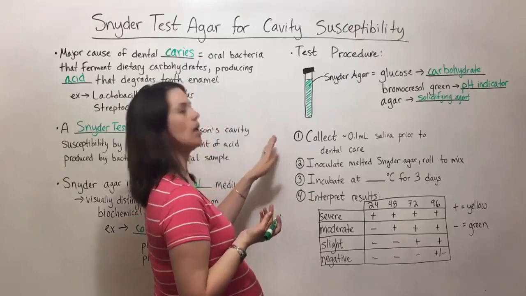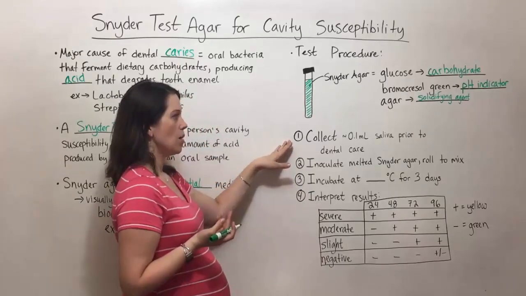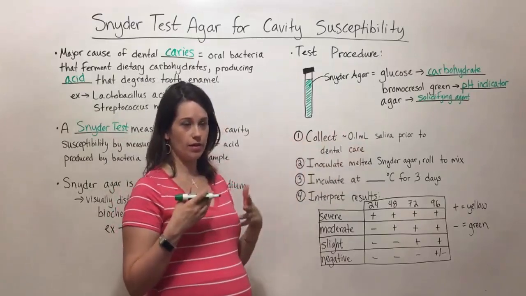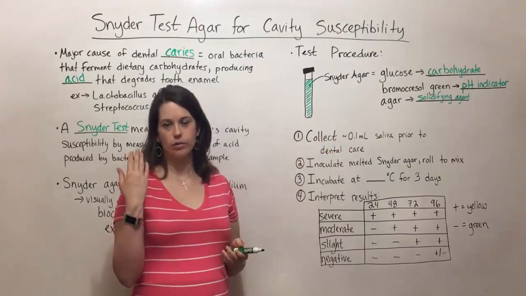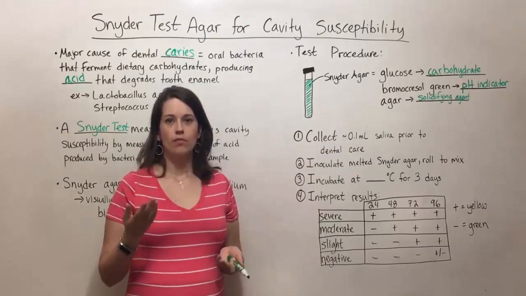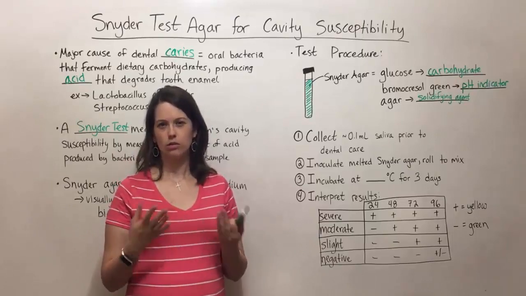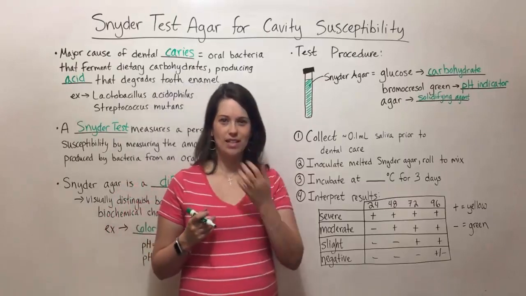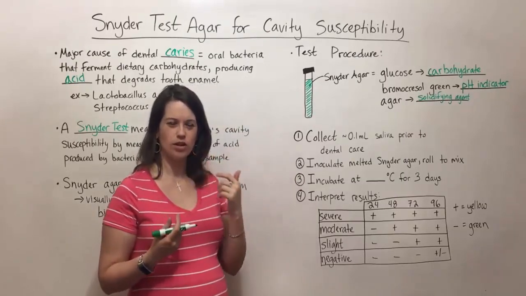And so here's the procedure. The person will have approximately 0.1 milliliter of their saliva collected. This is prior to dental care. That means prior to brushing their teeth. They wake up first thing in the morning and they collect a saliva sample before they've brushed their teeth or flossed or done any mouthwash, to collect the bacteria that's grown up as a biofilm on your teeth overnight.